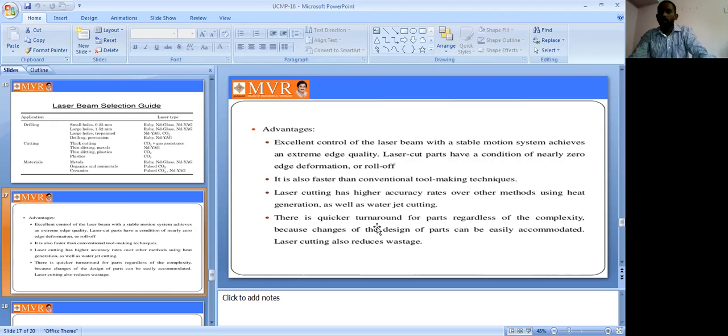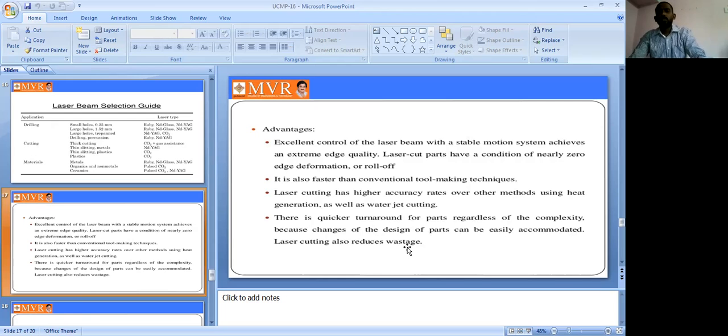For example, forward and backward, longitudinal motion, any kind of motion, it moves very fast and can be machined quickly. That's why this is one of the faster processes. The turnaround for parts is quick regardless of complexity, because changes to the design of the parts can be easily accommodated. Laser cutting also reduces wastage, which is one of the benefits of the laser beam machining process and is very important.